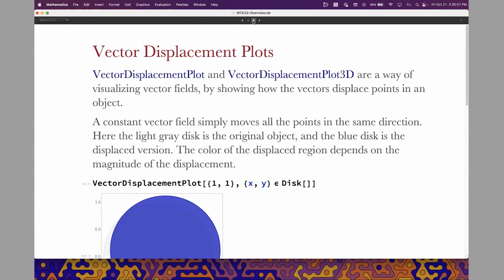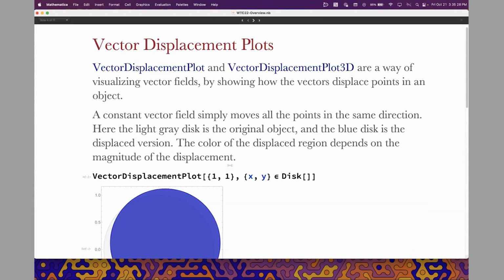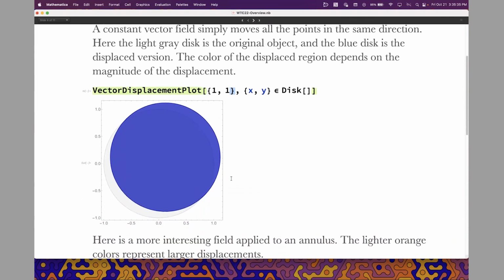So moving on to vector visualization in version 13.0, I think. At this point, the versions all run together. We added vector displacement plots. And so these are a way of visualizing a vector field by seeing how it works on an object, how it transforms an object. And so here we have a constant vector field, which is just 1, 1. So go up and go to the right. And we're plotting it over a disk.